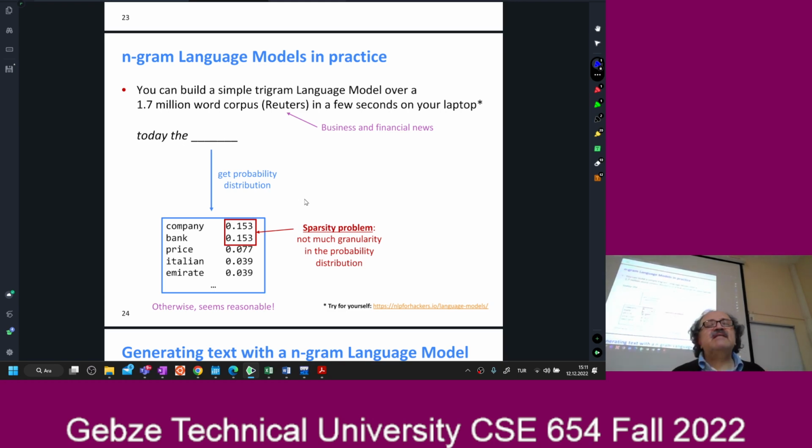So why is this a sparsity problem? It looks like "today the" happened only maybe 10 times, right? Very little. So I need to assign these similar probabilities. There is not enough granularity to differentiate between the possible solutions. Okay?